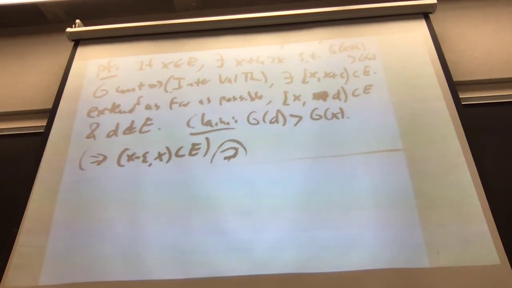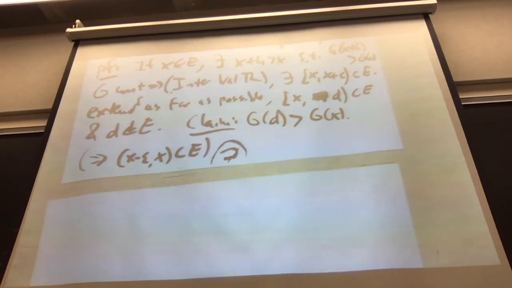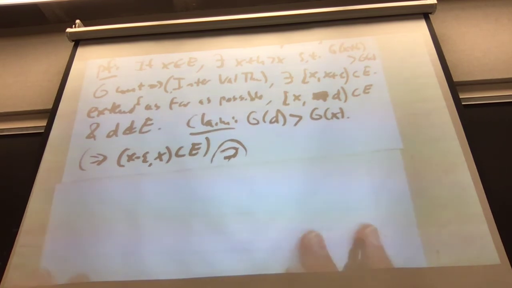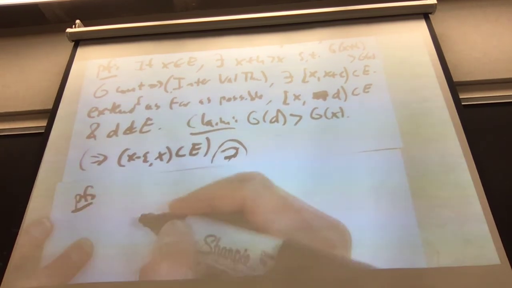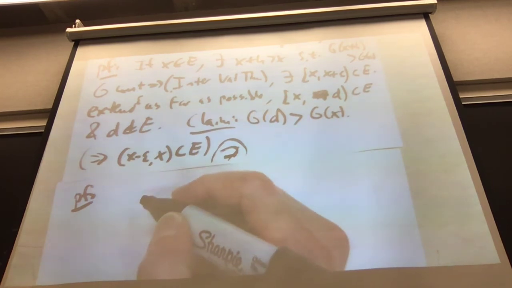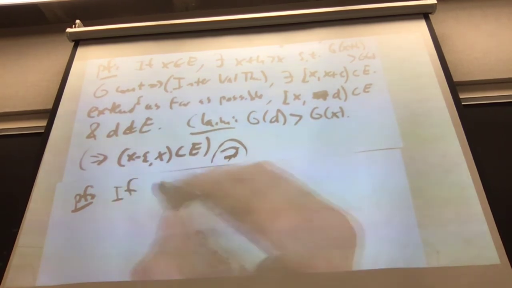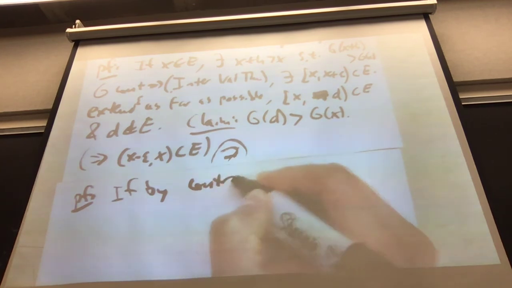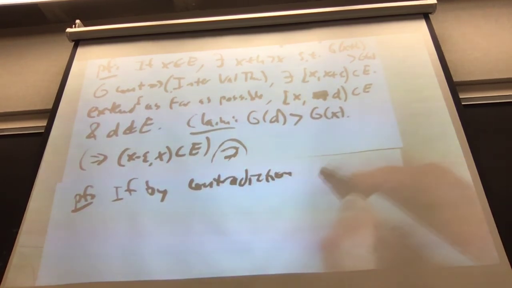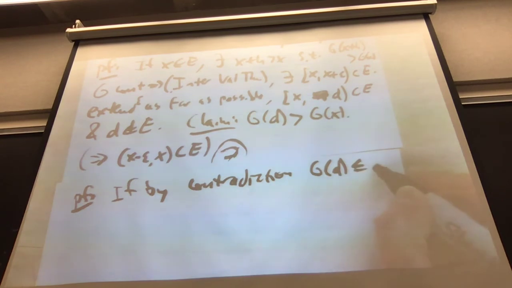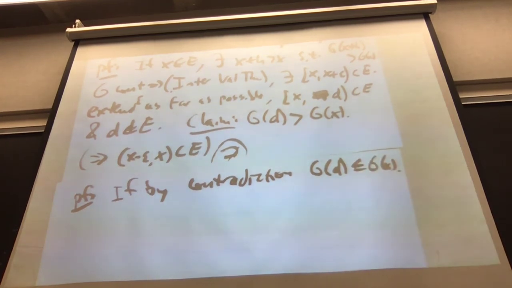Okay, so let's prove the claim. Well, let's assume the contrary. So by contradiction, g of d is less than or equal to g of x. Sorry, why does there exist, how are we applying the intermediate value theorem to get an entire interval x plus epsilon?